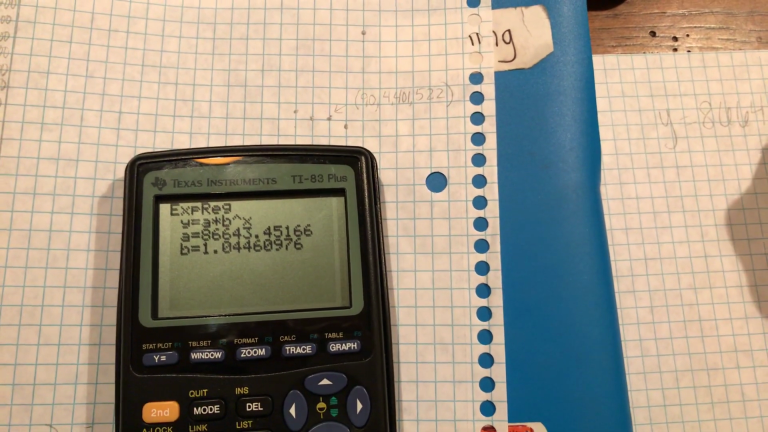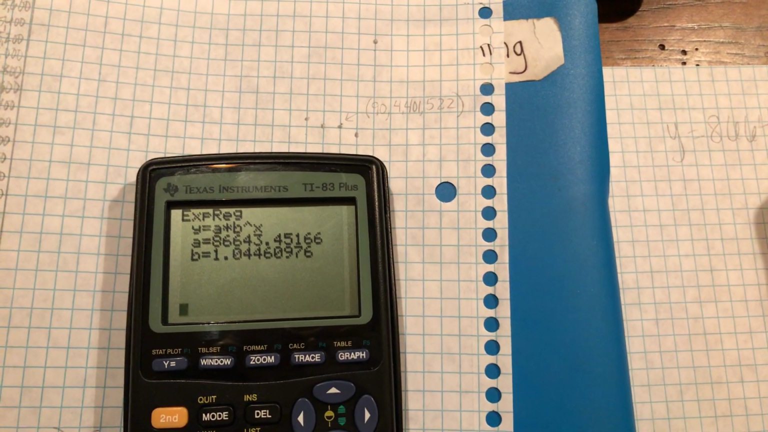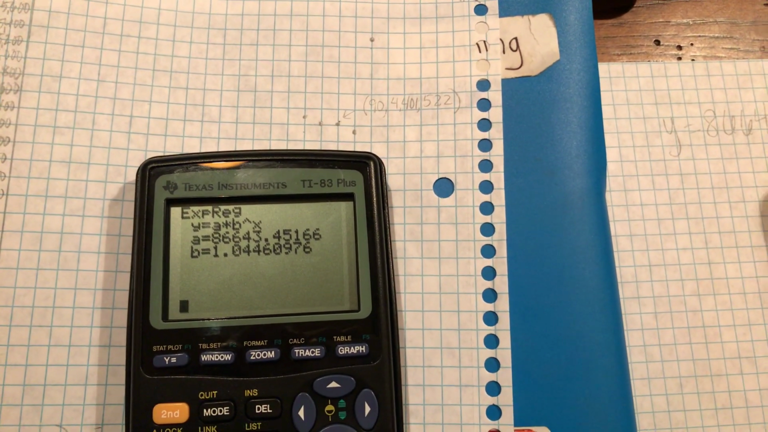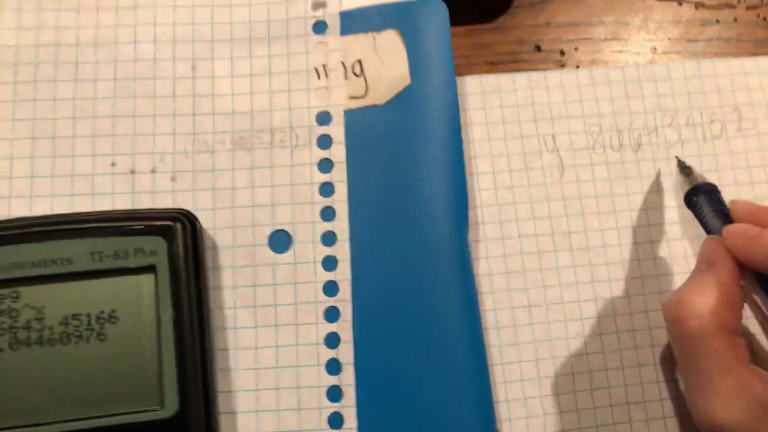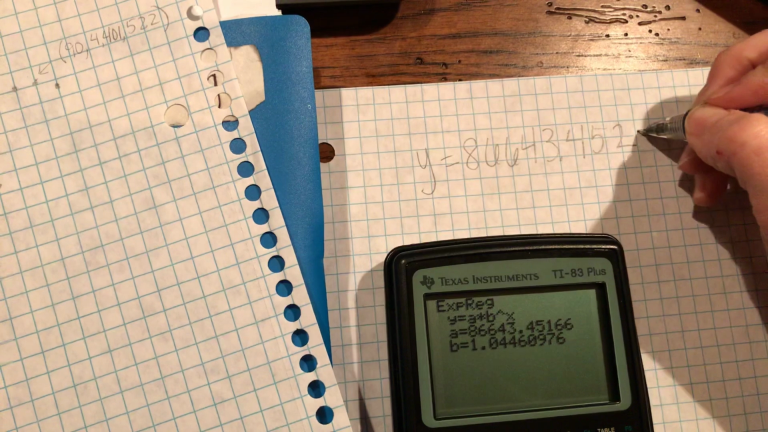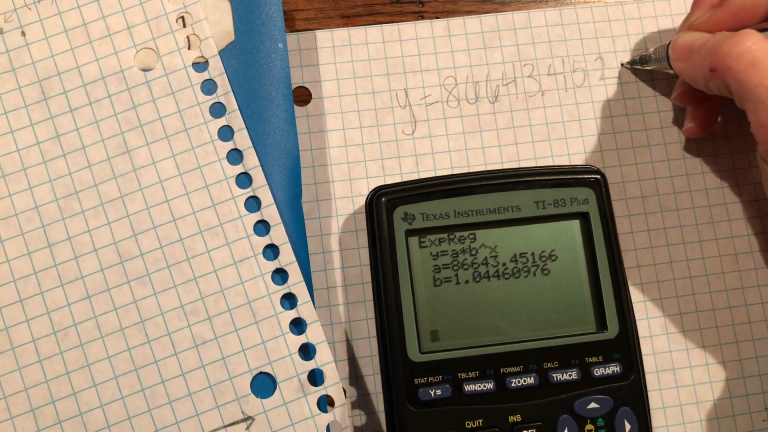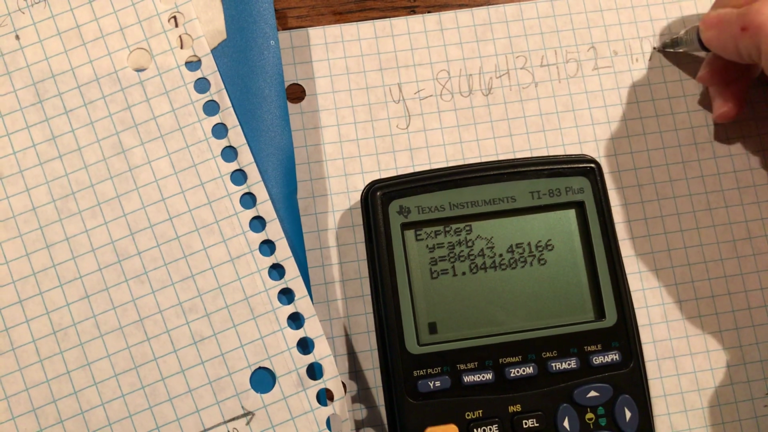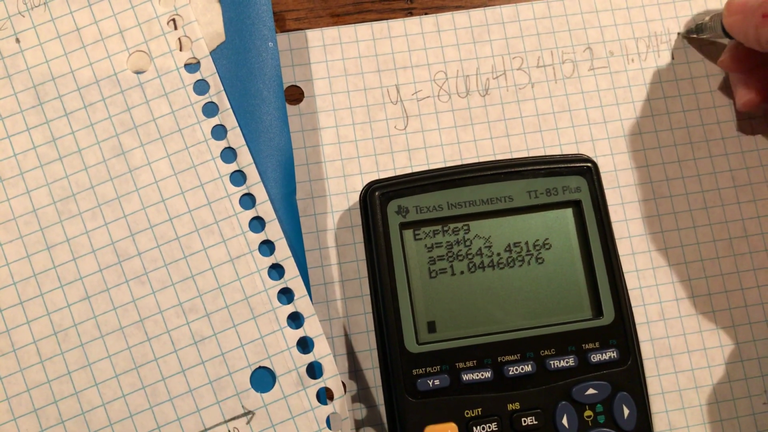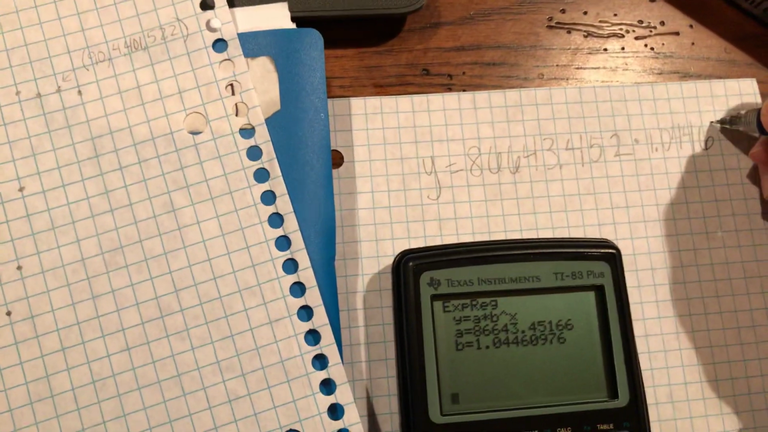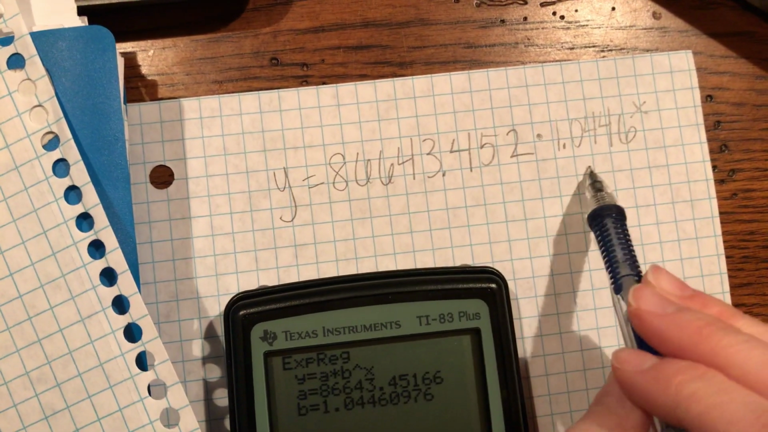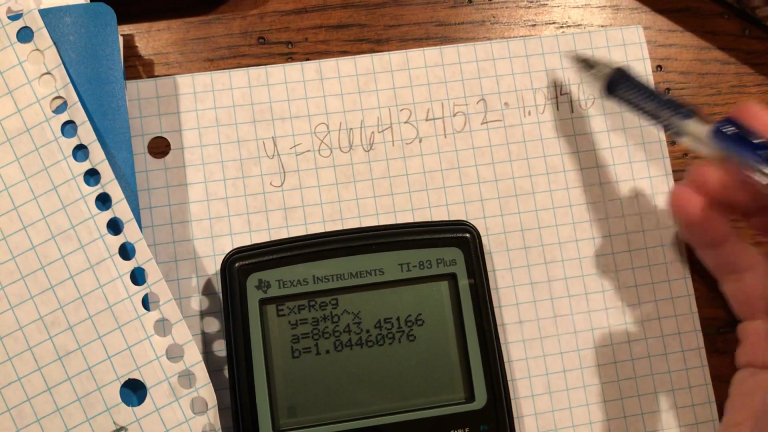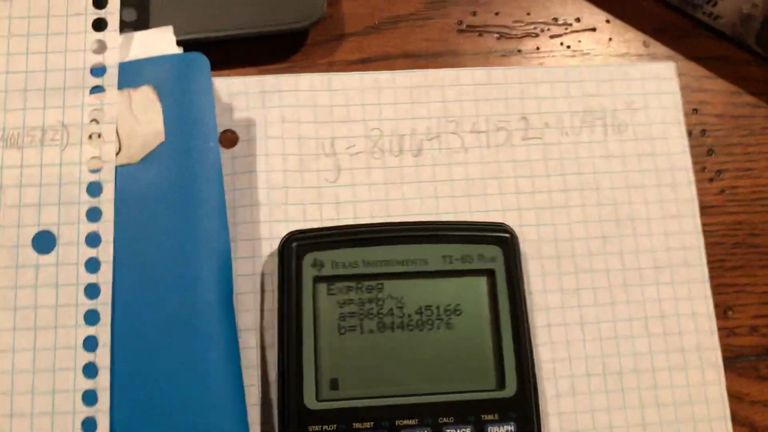And you want to get as exact as you can. I mean, these numbers are kind of long, so I'm going to go for 5, 2. So this is my a times, let me move this over, a times b, that's my growth factor. I'm going to say 1.0446 to the x. So that's the equation. Remember, y equals a times b to the x. Here's the a, here's the b. So I just wrote that in so that I can make a prediction next.